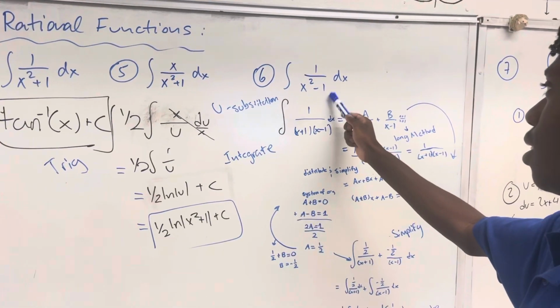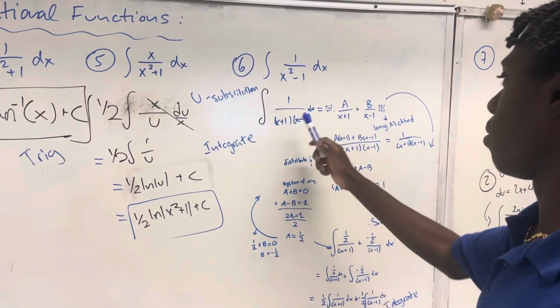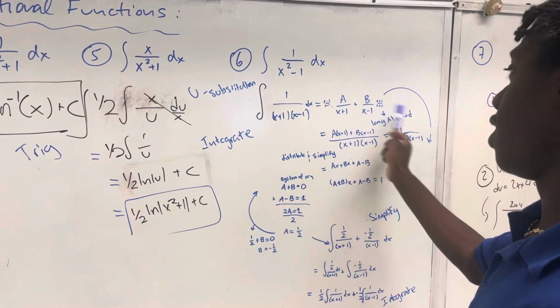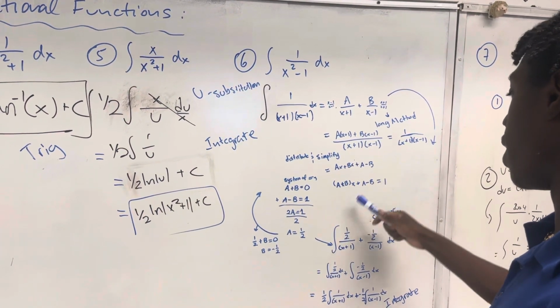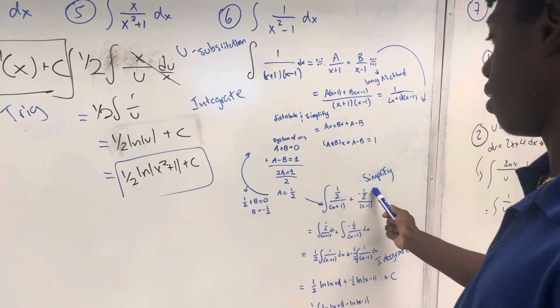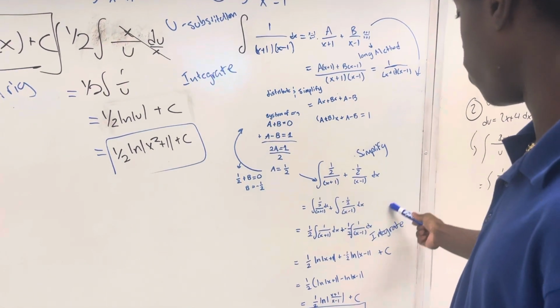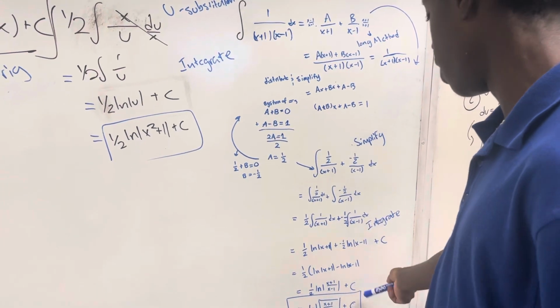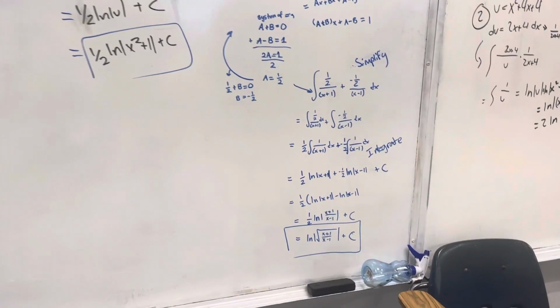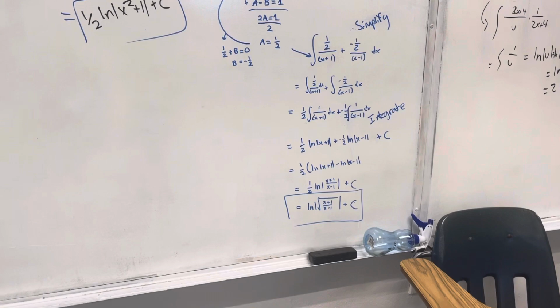Number 6, this can be split up, and this requires partial fractions. You do the long method or the cover-up method to get a equals a half and b equals a negative half. Then you simplify that all the way down to this, and you integrate, which will get you ln of the square root of x plus 1 over x minus 1 plus c.